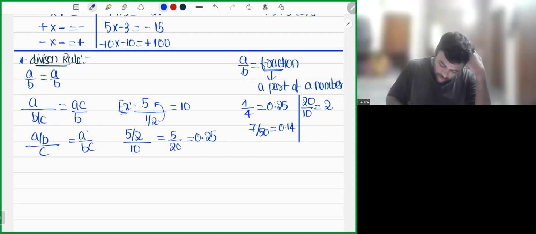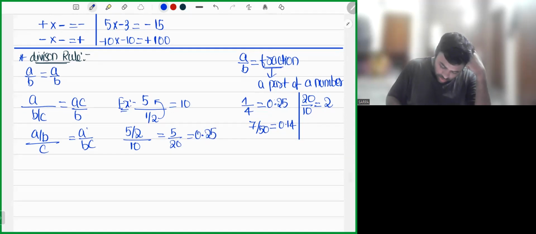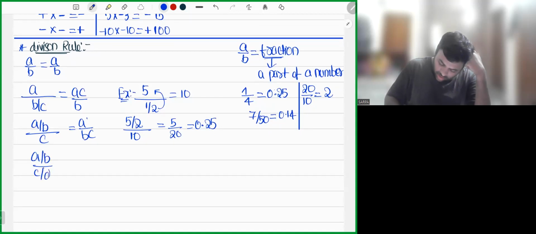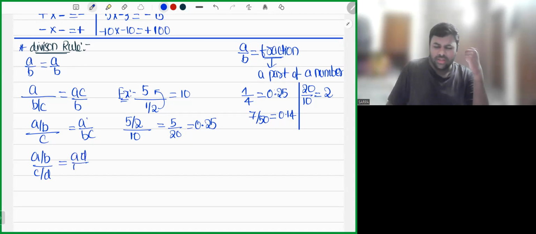Now, I have A by B whole divided by C by D. What is it going to be? It is going to be AD divided by BC. This is a very important rule. Many students know it, but they forget these rules.